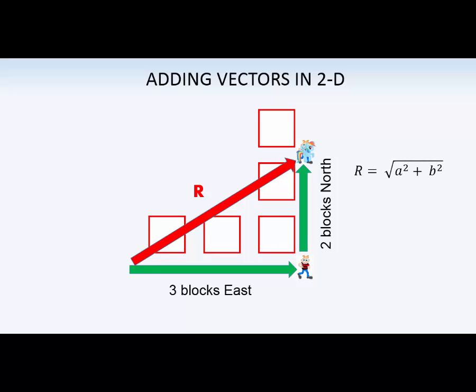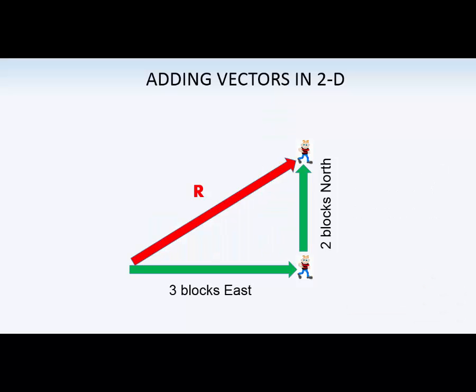We can use the Pythagorean theorem to find the magnitude of the resultant. However, vectors are more than just magnitude. They also include direction. For that reason, we need to find the value of this angle here called theta. To do that, we just find the inverse tangent of the opposite over the adjacent, which in most cases will be the y value, or vertical, over the x, or horizontal value.